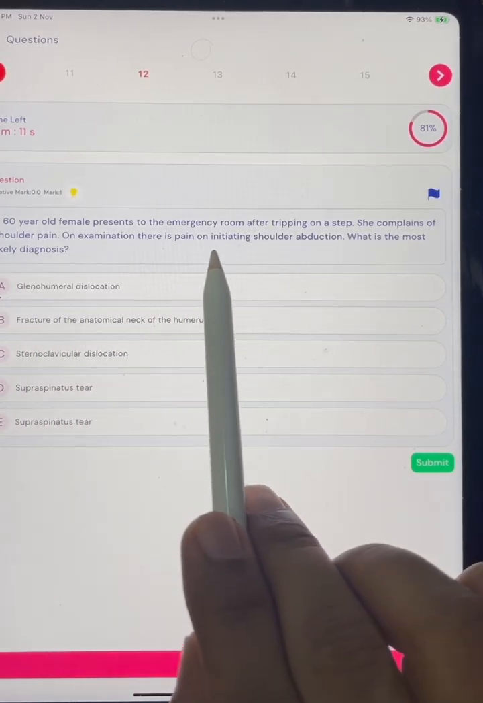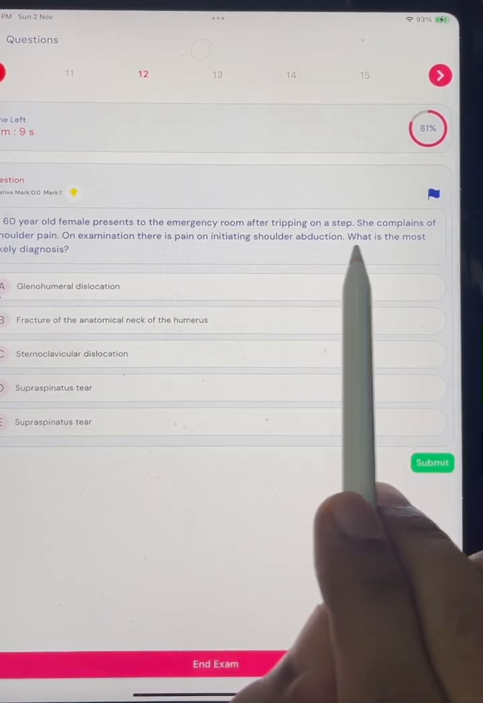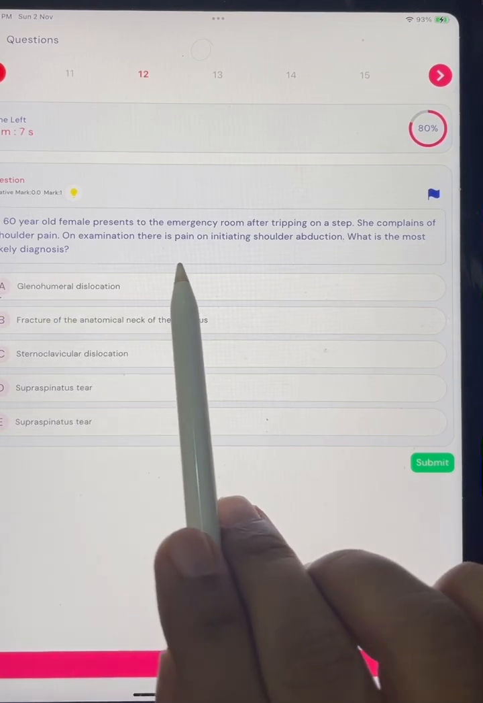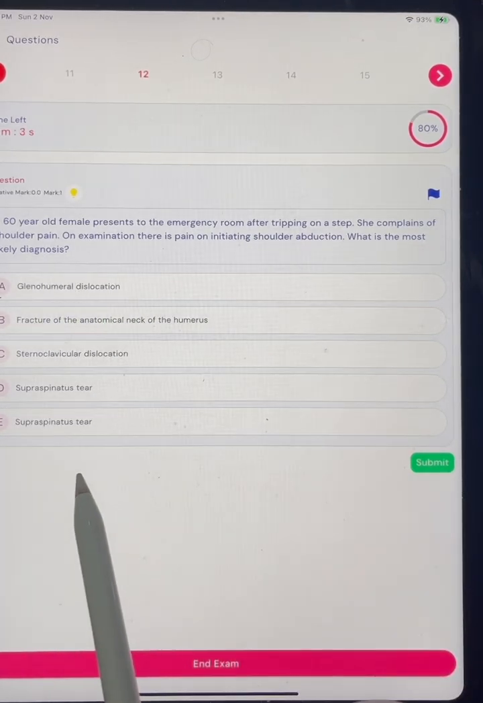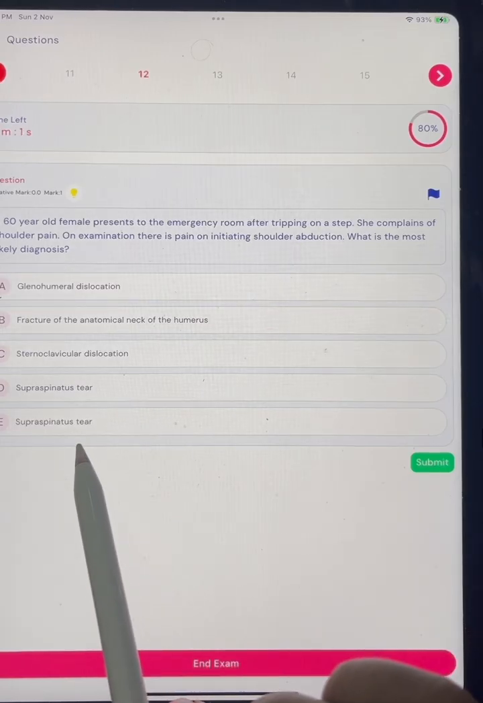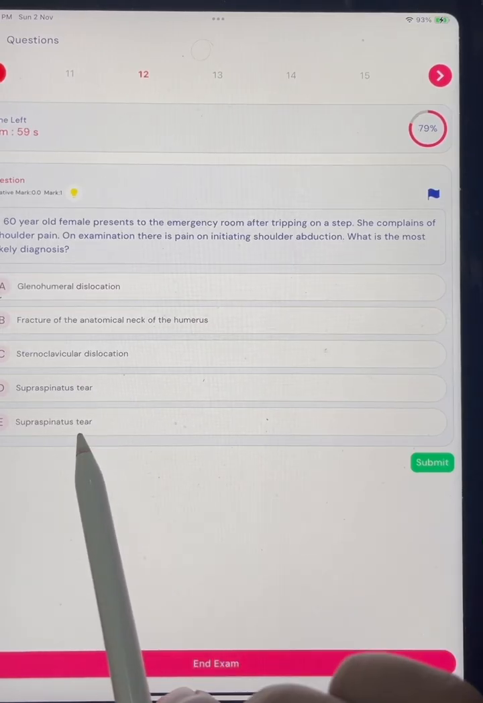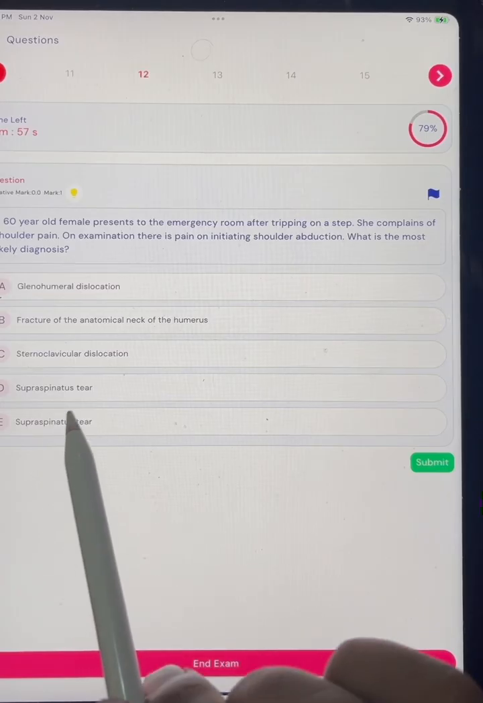A 60-year-old female presents to the emergency room after tripping on a step. Complaints of shoulder pain. On examination, there is pain initiating abduction. So supraspinatus tear, supraspinatus tear, both are the same.